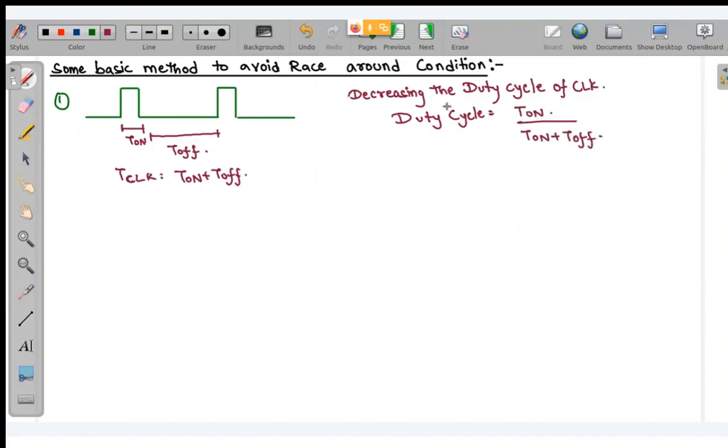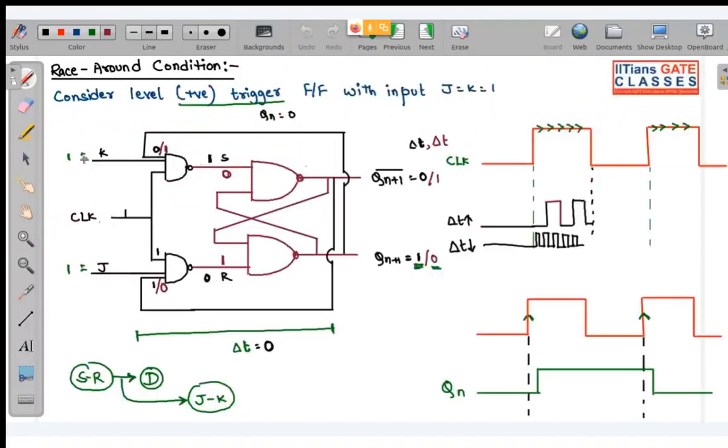So you are telling me decreasing the duty cycle. So decreasing the duty cycle means what? If we decrease T on and increase T off, my duty cycle will decrease. So that is what you suggest. So this is one method you can do. Okay, change the duty cycle. So this can be done. Okay. Next method, anything else?